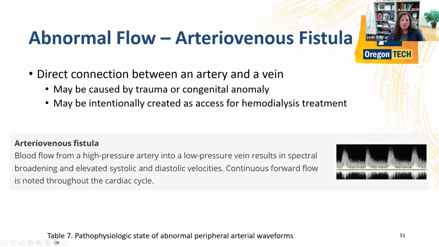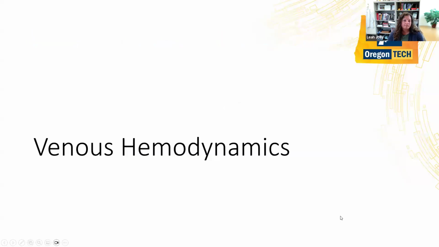Here's another type of abnormal flow, when we have an AV fistula, arteriovenous fistula. So a fistula is a direct connection between an artery and a vein. It is abnormal if it's caused by trauma or if a patient was just born with it and they have a congenital anomaly. There are instances where fistulas are intentionally created for hemodialysis access, but in any case, the flow is very low resistive and turbulent and high velocity in those instances.